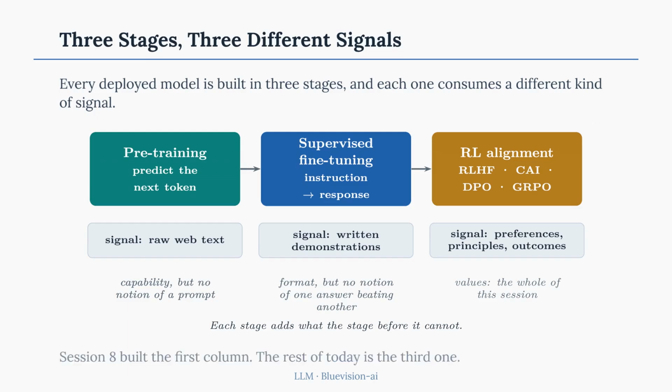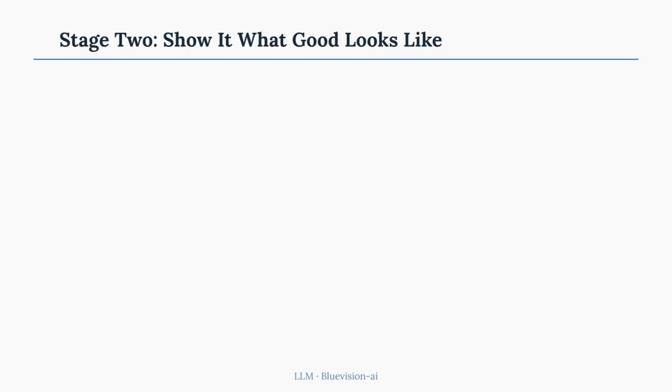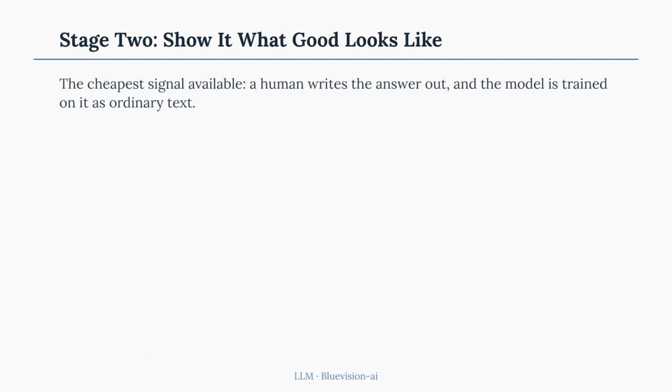So, Session 8 built that first column. We'll walk through Stage 2 quickly, because you need what it can't do before the 3rd column makes sense. And then we'll spend most of today there. Let's start with the cheapest idea anyone had, because it mostly works. A human writes the answer out. Then you train the model on it as ordinary text, with the same cross-entropy loss you already have. No new machinery at all.